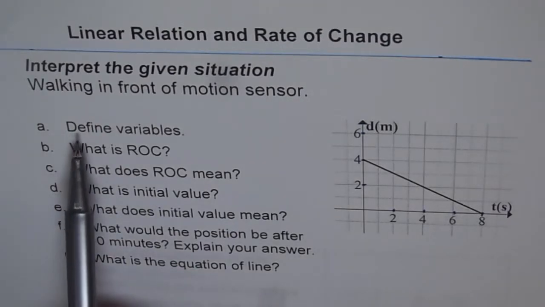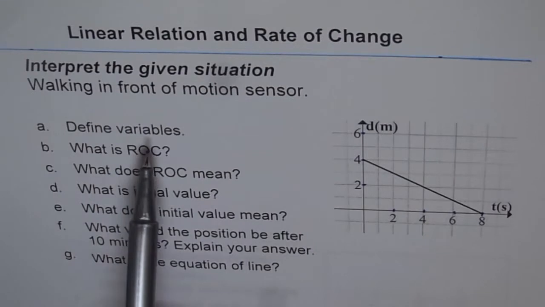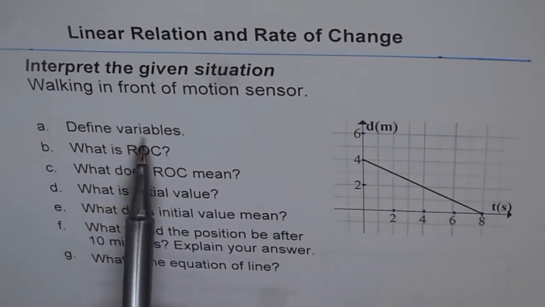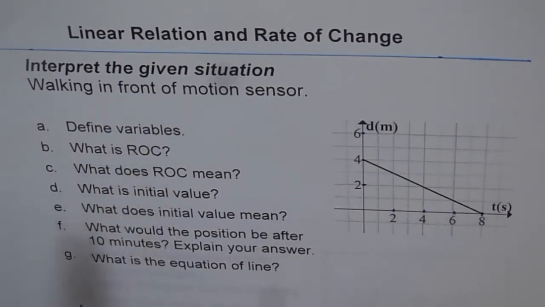Now the first question is define variables. Write which one is the independent variable, which one is the dependent variable, and what are their units. Then we ask what is rate of change. ROC we are writing for rate of change. Now we calculate rate of change. Rate of change, as you know, is the slope of the line. It is change in dependent variable divided by change in independent variable.